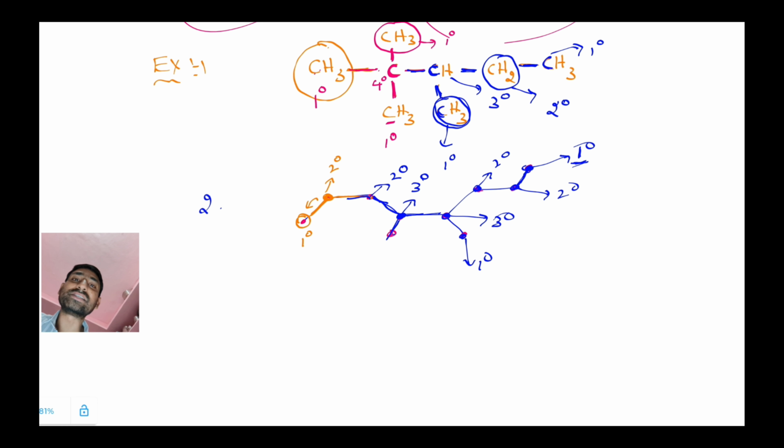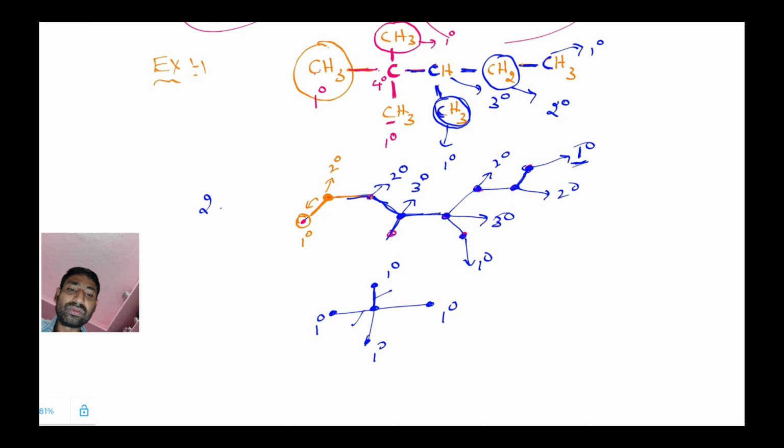So let's take another example like this. Here it is primary, linked with only one. Here it is also primary, here it is also primary. It is also primary. But that middle carbon is linked with 1, 2, 3, 4 carbons, so this carbon is called quaternary carbon. That carbon is called what, guys? Quaternary carbon.